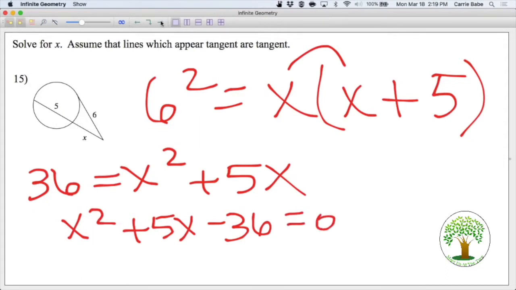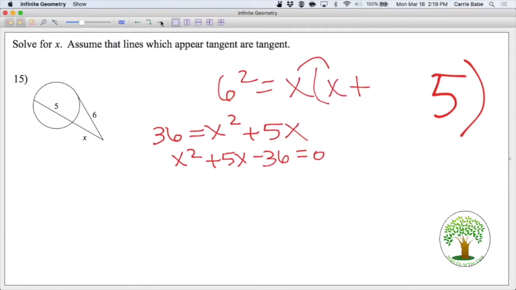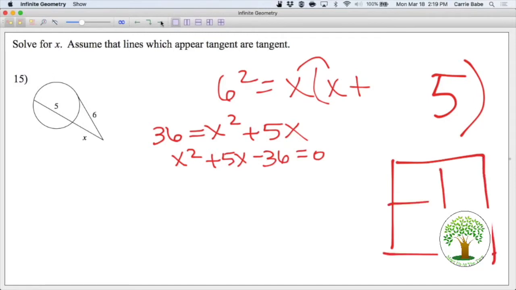I'm running out of room. What do I do now? Box method. All right, so we're going to do the box method. What multiplies to make x squared? X and x. Oh, x and x, sorry. You're okay, you're ahead of us.